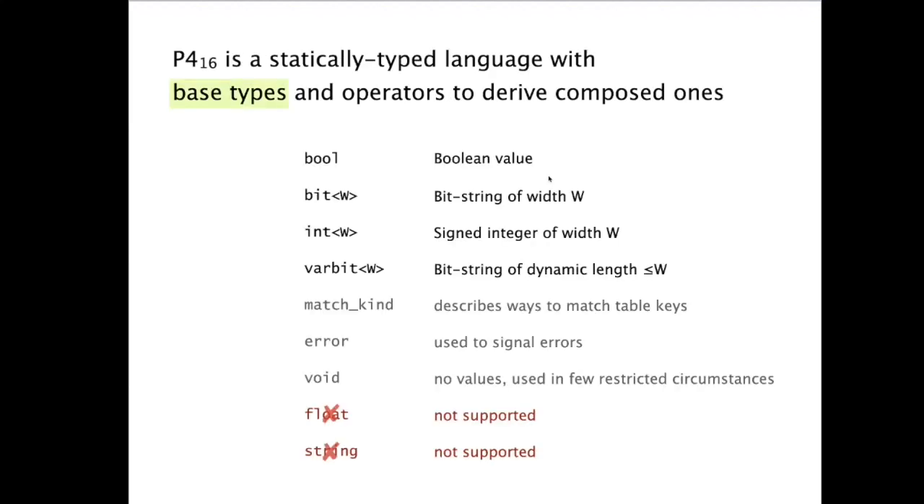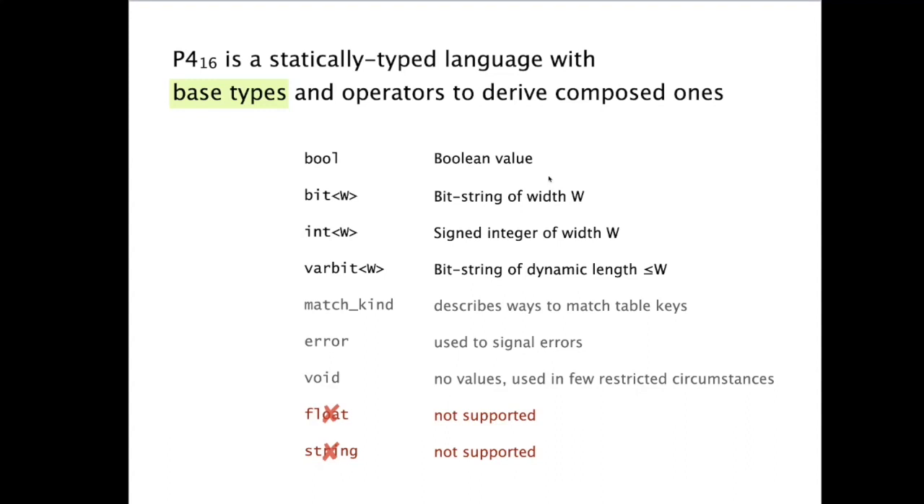So first, the base types. There are quite a few, and here again it's best for you to look in the specification at what they are. But just to give you the main ones, of course you have Boolean values, true and false, and bit strings of a given width. For example, bit strings over 10 bits, 12 bits, 32, 64, etc.